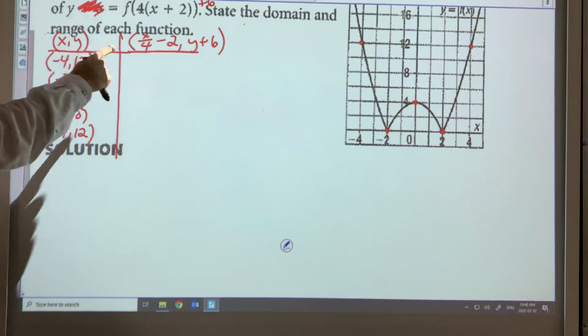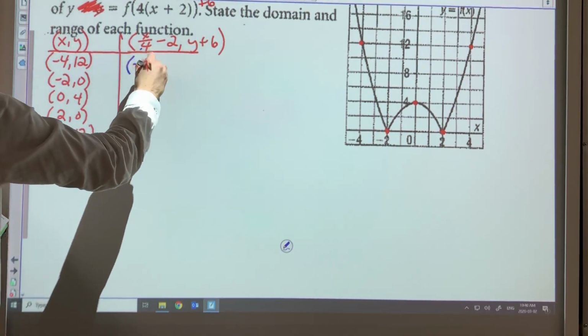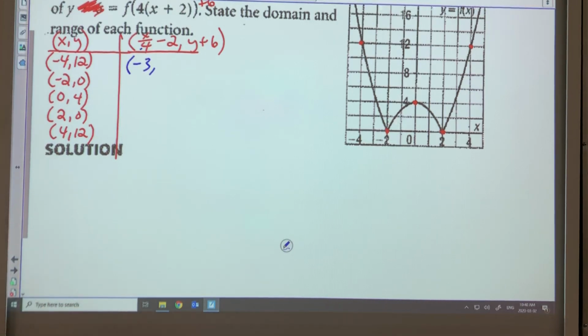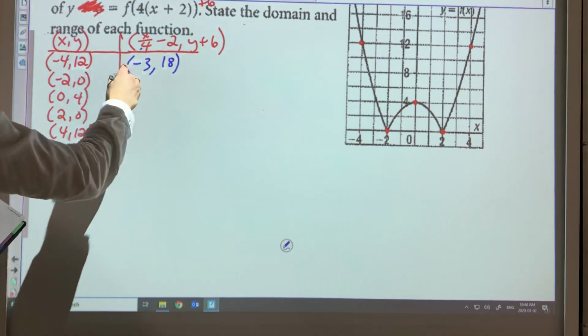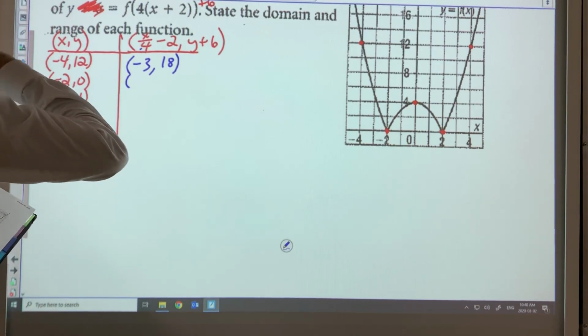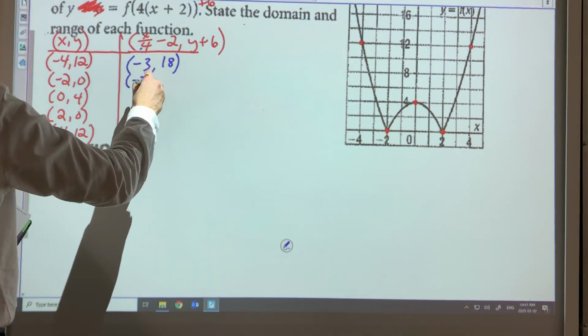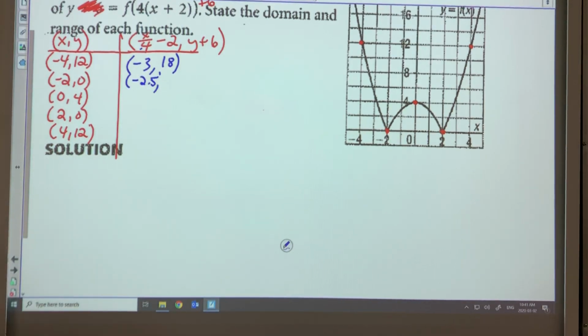So let's see. X divided by 4 subtract 2. I get negative 3. Does everyone agree? Okay. And then y plus 6 will be 18, because it's 12 plus 6. Now the next one, I'm going to get negative a half, subtract 2. So I do recommend that in those cases you just write it as a decimal. So I get negative 2.5.